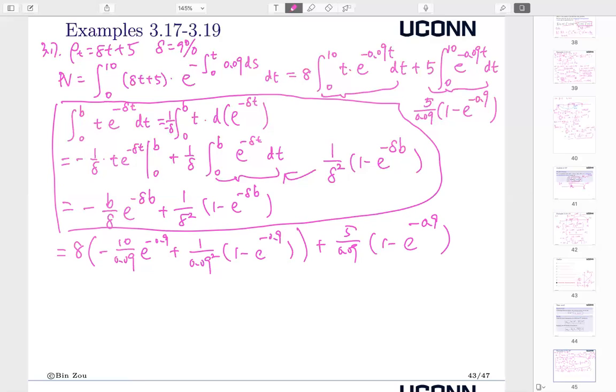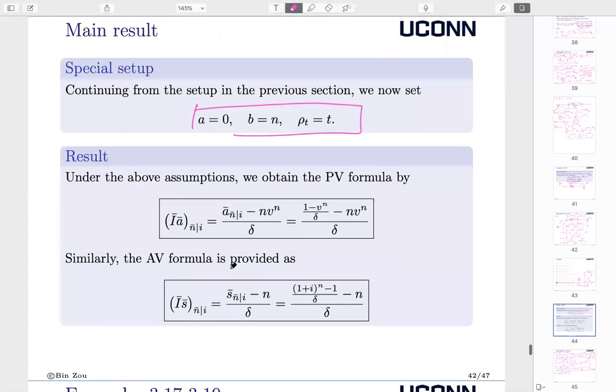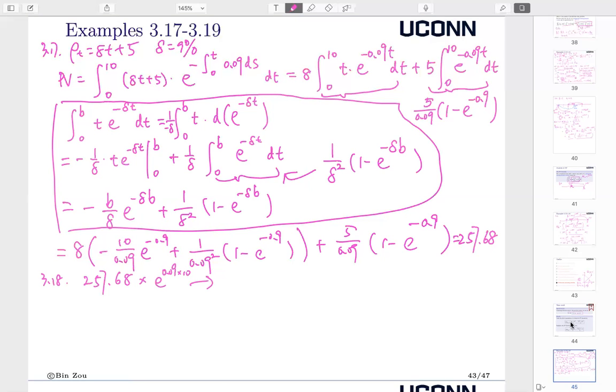3.8. By the way, the result is about 257.69. 3.18. They want you to calculate the accumulated value. So once you know the present value, the accumulated value is simply that times the accumulation factor at 0.09 over 10 years. So this is very trivial. Of course you can apply this result if you want, but given that we already solved 3.17, you can just multiply by the accumulation factor to get the correct result.